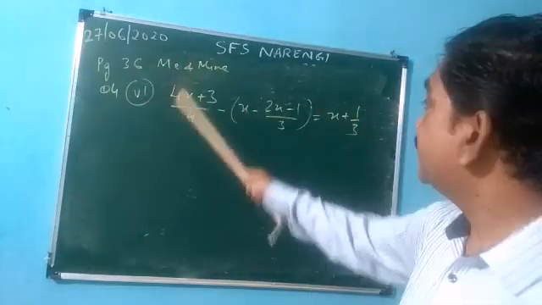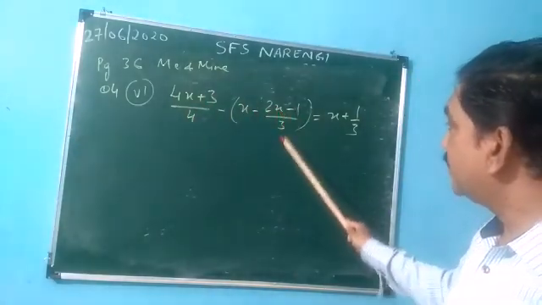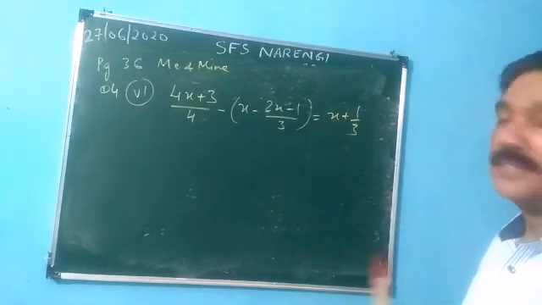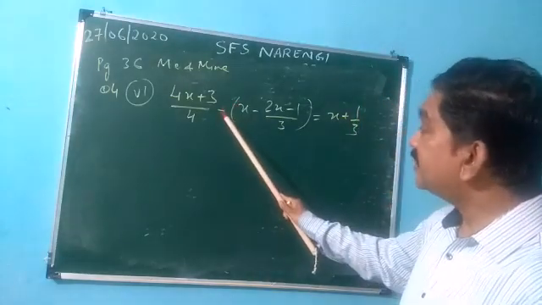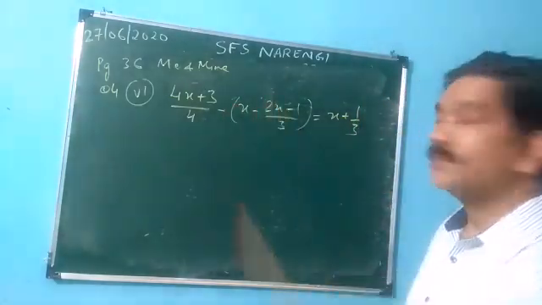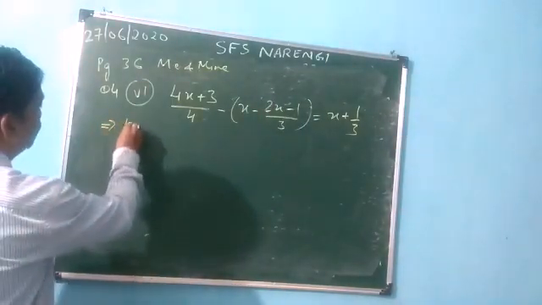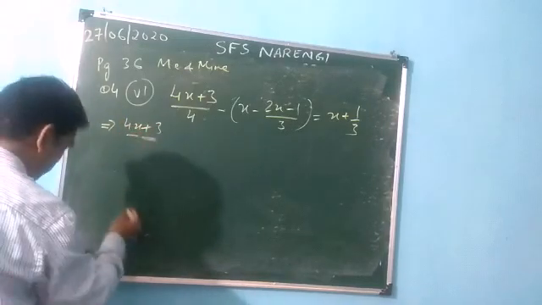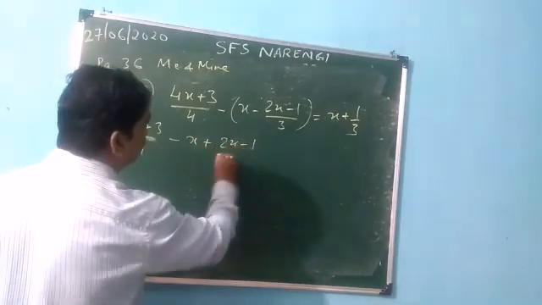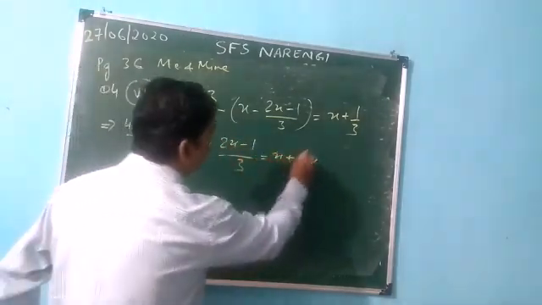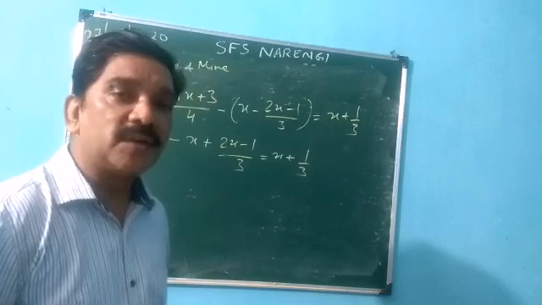Now this you can see very well: (4x plus 3)/4 minus, in the bracket, (x minus (2x minus 1)/3) is equal to x plus 1/3. Let me do this question. How to begin? Let me first multiply this sign with this. Now this implies (4x plus 3)/4 minus x plus (2x minus 1)/3 equals x plus 1/3.